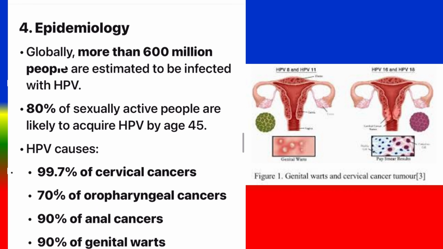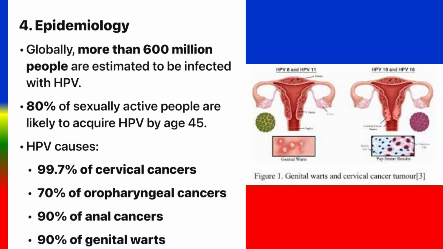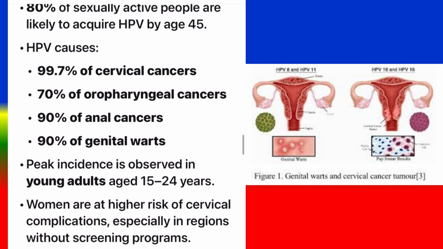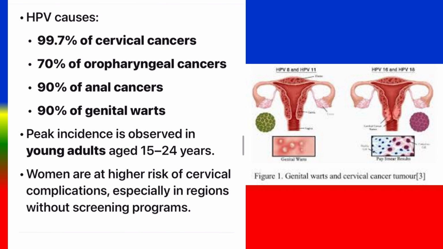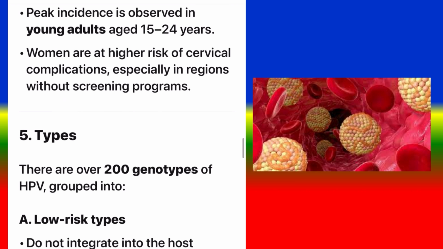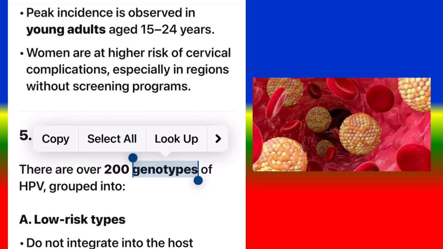4. Epidemiology. Globally, more than 600 million people are estimated to be infected with HPV. 80% of sexually active people are likely to acquire HPV by age 45. HPV causes 99.7% of cervical cancers, 70% of oropharyngeal cancers, 90% of anal cancers, and 90% of genital warts. Peak incidence is observed in young adults aged 15 to 24 years. Women are at higher risk of cervical complications, especially in regions without screening programs.